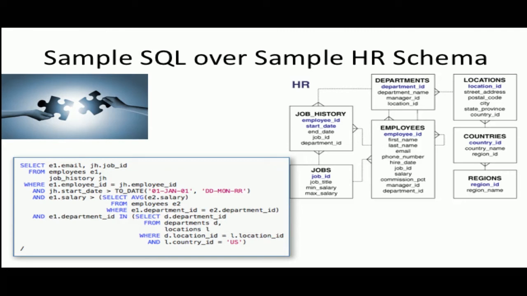We want to display employees. We want to display the email address of employees and some job ID. We're joining these two, right? For those employees that started after this date and for which the salary is greater than the average of the department, and the department is within the US. Pretty much that is it. Of course, there are much better ways to write the SQL, but I am a lousy developer, so I decided to write the SQL that way.